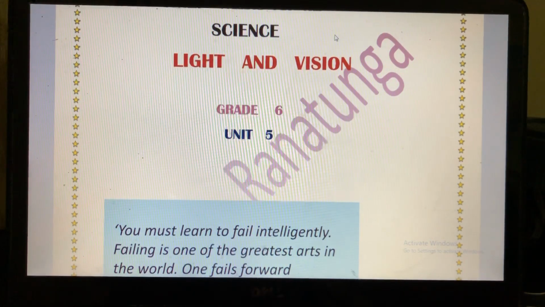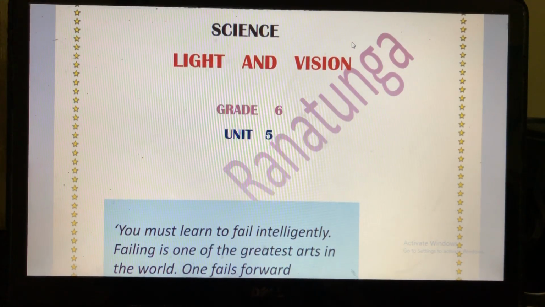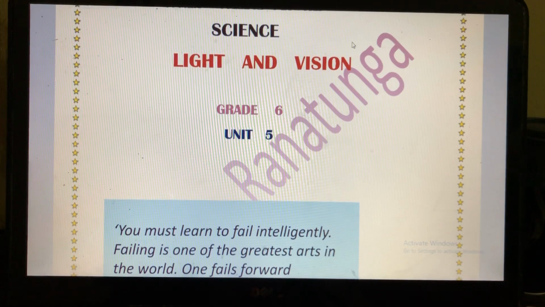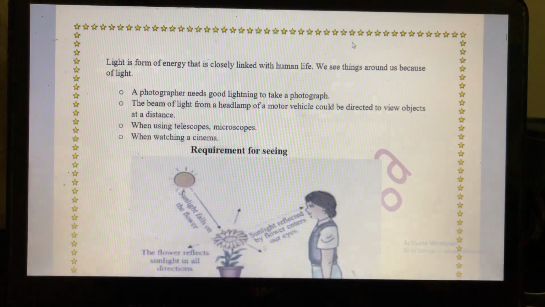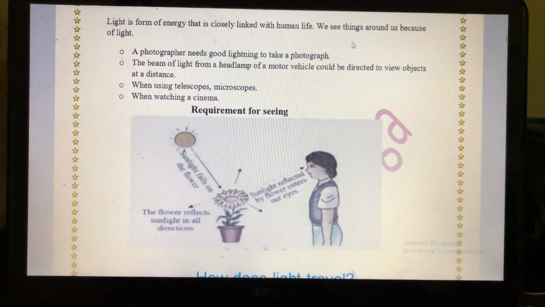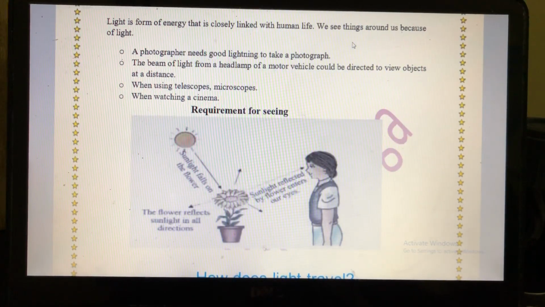Science, Light and Vision, Grade 6, Unit 5. Light is a form of energy that is closely linked with human life. We see things around us because of light.